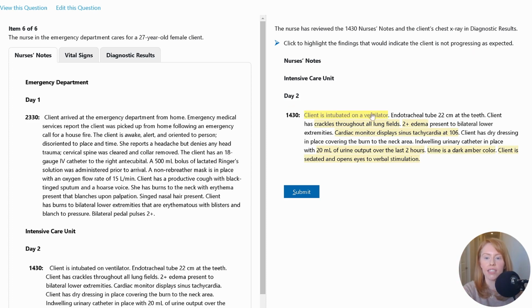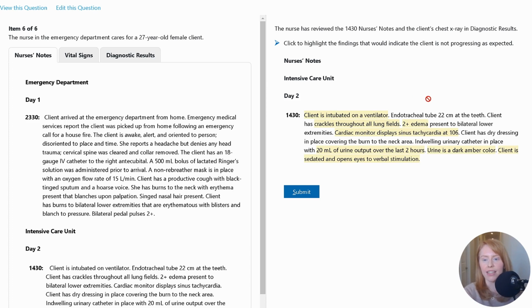The client is intubated on a ventilator. Well, that's definitely abnormal. It's abnormal for any client to require airway protection. That person is clearly very critically ill. But this is a therapeutic intervention that we put in place to maintain airway patency. It is abnormal, but it's expected. It tells us their airway is patent, whereas before there was a risk of them losing their airway. So that is not indicating they're not progressing as expected.